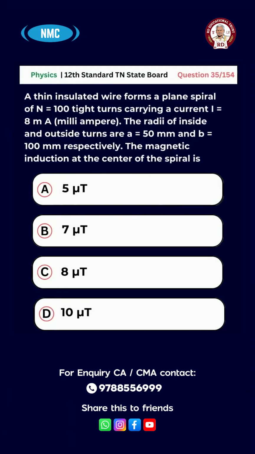Question number 35. A thin insulated wire forms a plane spiral of n equal to 100 tight turns carrying a current I equal to 8 mA, that is milliampere. The radii of inside and outside turns are A equal to 50 mm and B equal to 100 mm respectively. The magnetic induction at the center of the spiral is: option A, 5 mu T; B, 7 mu T; C, 8 mu T; D, 10 mu T. The right answer is option B, 7 mu T.